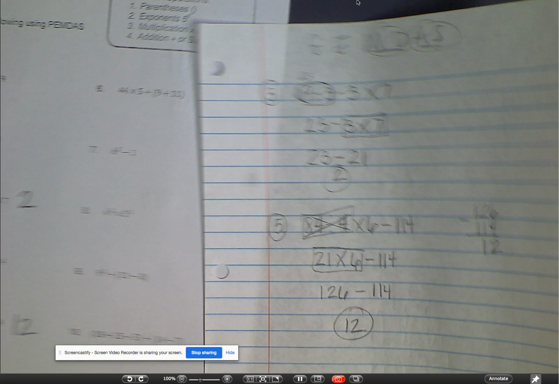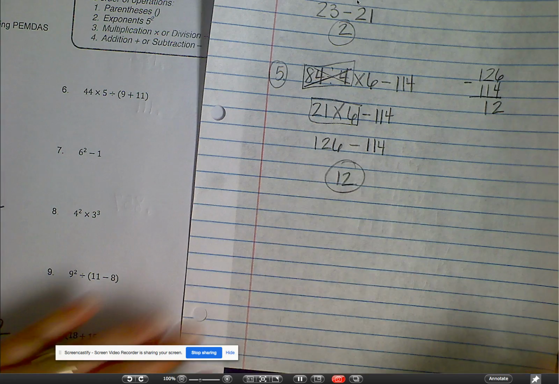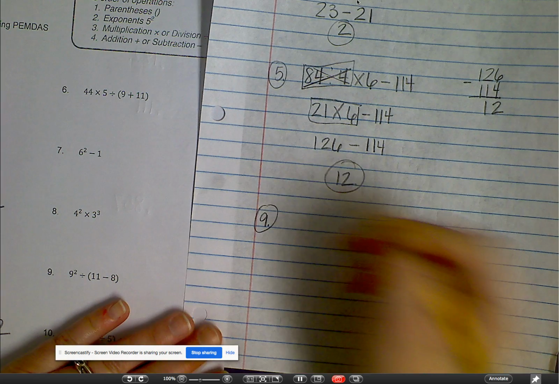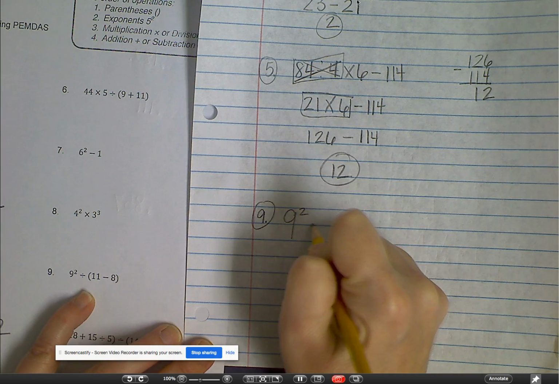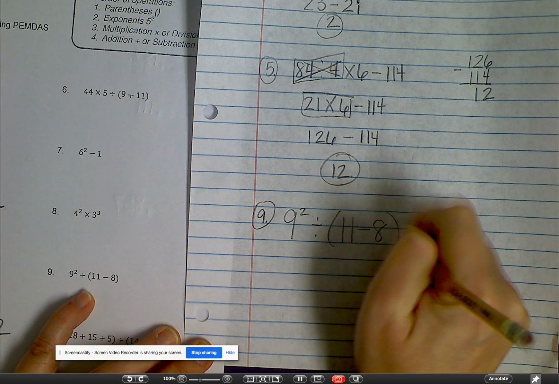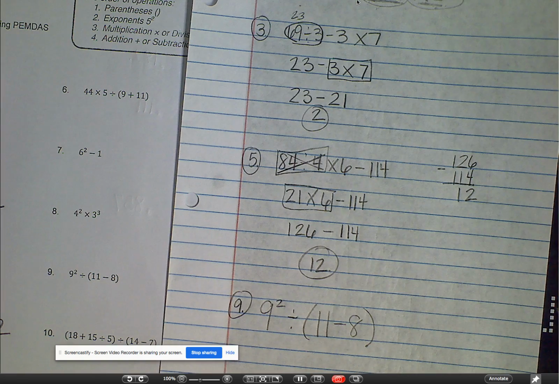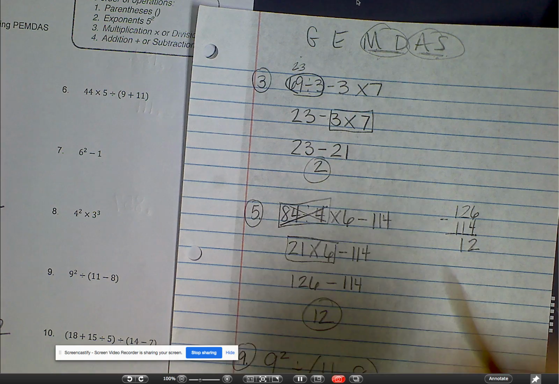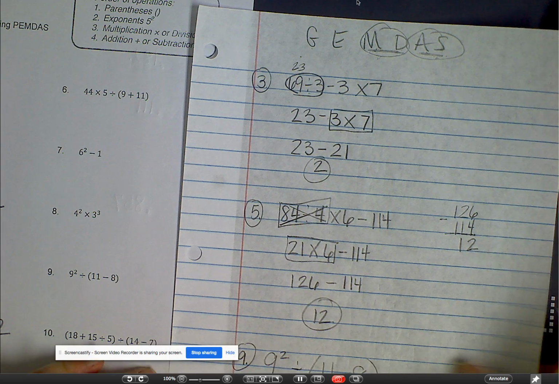All right, I'll do one more with you. Let's do one with an exponent. Okay. Ooh, let's do number 9. Okay, number 9 says 9 squared divided by parentheses 11 minus 8. Okay, so let's look at this. This is why it's important to go back and look at your GMDOS. Are there any grouping symbols? Yes. So that means I need to figure this out first.